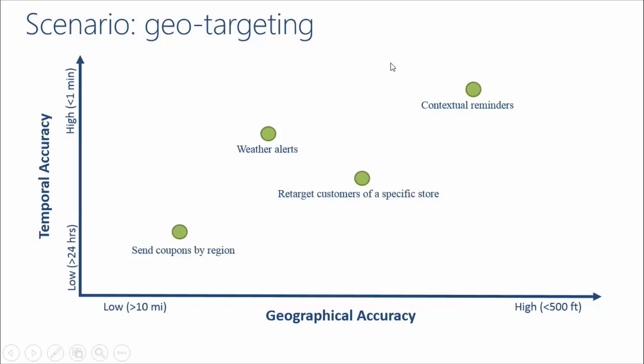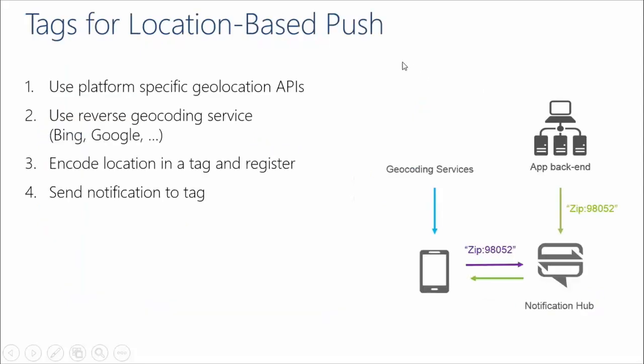Another scenario is geotargeting. Perhaps you want to be within a certain distance, for example. So in that particular case, if you're in a particular region, or with a certain geo-accuracy, you might want to get that and send out advertisements of nearby things. So you can use tags for location-based pushes. Here's a good example of that.